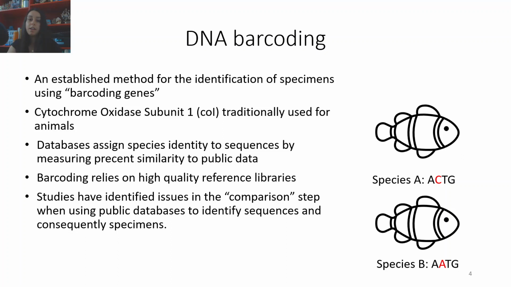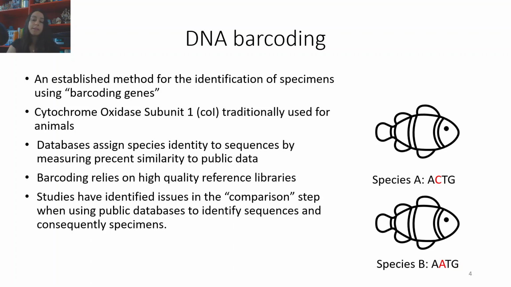Because of this, DNA barcoding has been introduced as an established method for the identification of specimens utilizing barcoding genes, as it doesn't suffer from the same issue as morphology regarding morphological overlap in those diagnostic characteristics. For this project, we utilize the Cytochrome Oxidase Subunit 1 gene, as it is traditionally the first barcoding gene utilized for studying animals. In order for researchers to utilize DNA barcoding to identify specimens, they use public databases.